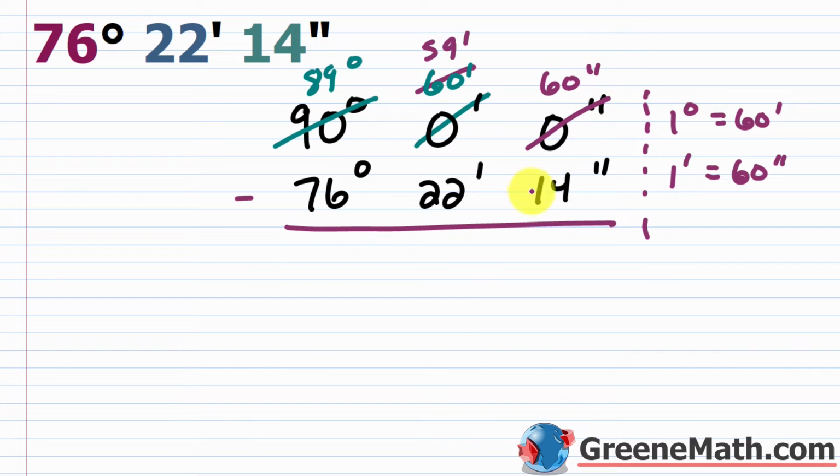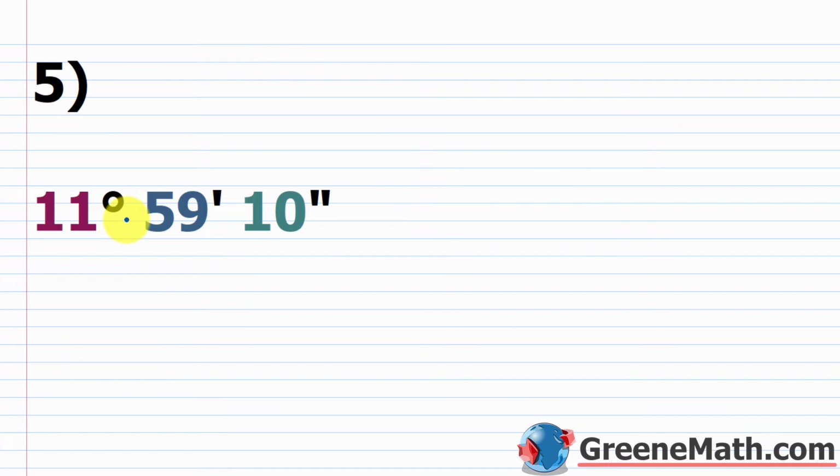So 60 seconds minus 14 seconds would be 46 seconds. And then 59 minutes minus 22 minutes, that would be 37 minutes. Then lastly, we would have 89 degrees minus 76 degrees. That's going to be 13 degrees. So the complement of this angle, that's 76 degrees, 22 minutes, 14 seconds, is going to be 13 degrees, 37 minutes, 46 seconds. All right, for problem 5, again, we want to find the complement.